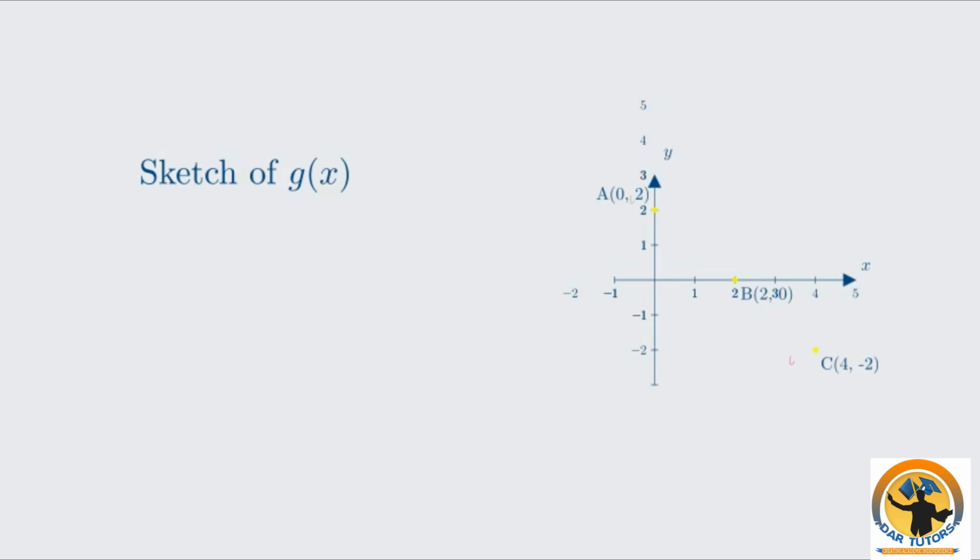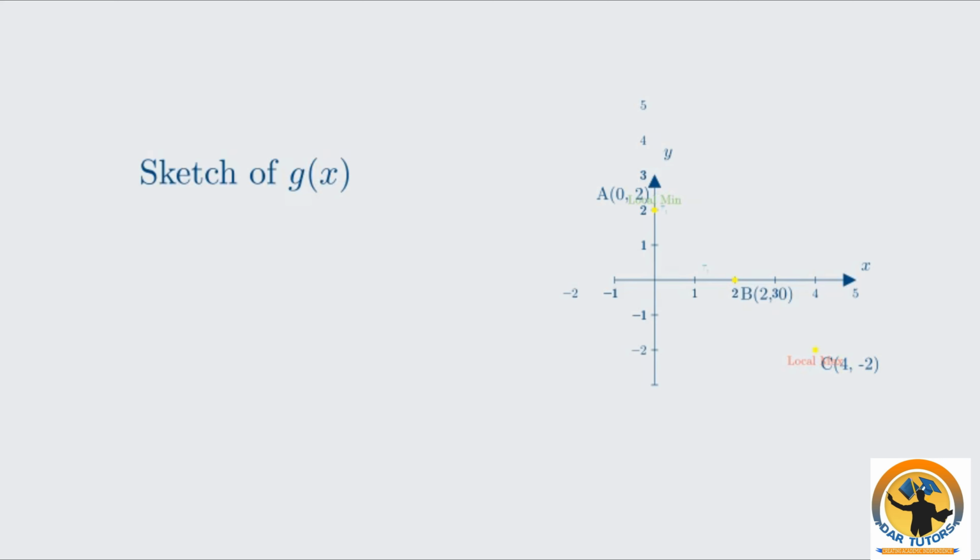We know there's a local minimum at x equals 0. Point A is at (0, 2), so this must be our local minimum. We also know there's a local maximum at x equals 4. Point C is at (4, 2), so this must be our local maximum.